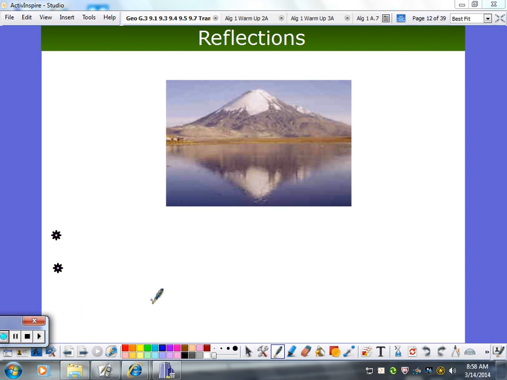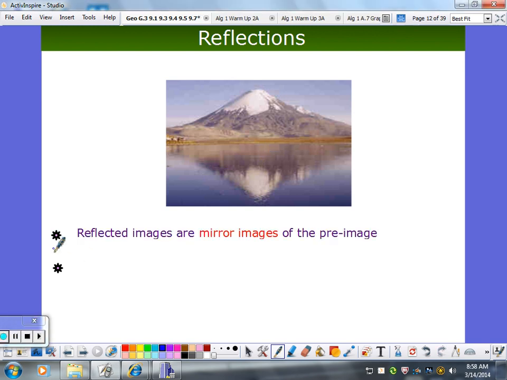Reflections. I love this picture. Because, yeah, that's a reflection. It's exactly that. A mirror image. So reflected images are the mirror images of a pre-image. So if my mountain here is the pre-image, this is the image.